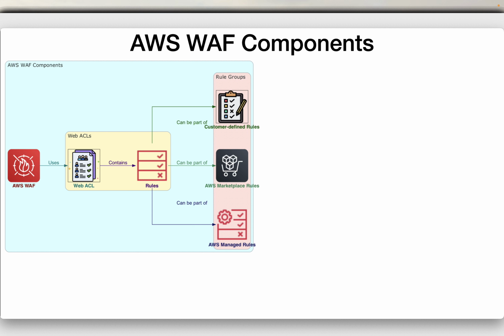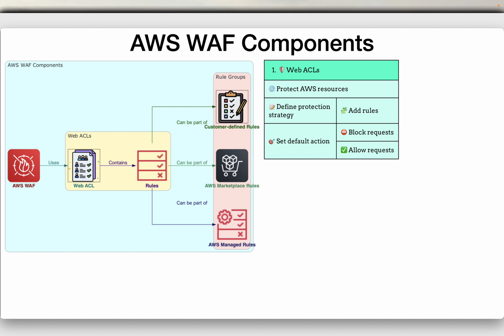AWS WAF components. The following are the central components of AWS WAF. Web ACLs. You use a Web Access Control List to protect a set of AWS resources. You create a Web ACL and define its protection strategy by adding rules. Rules define criteria for inspecting web requests and they specify the action to take on requests that match their criteria. You also set a default action for the Web ACL that indicates whether to block or allow through any request that the rules have not already blocked or allowed.